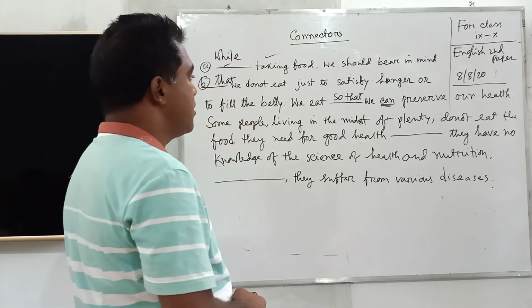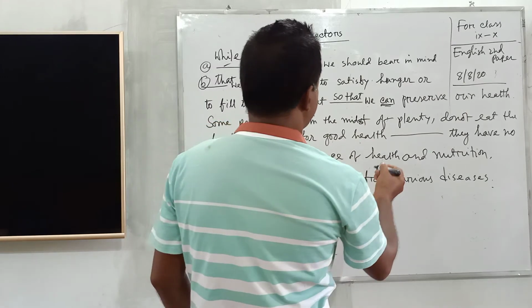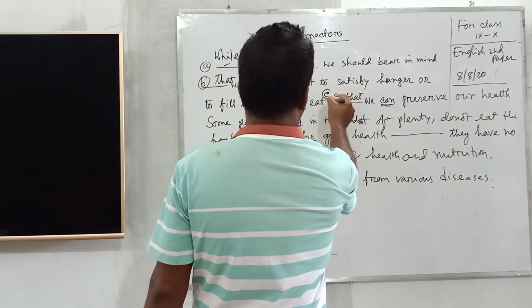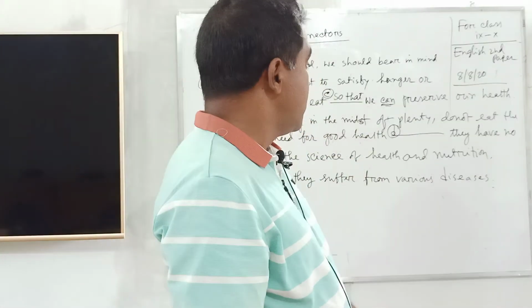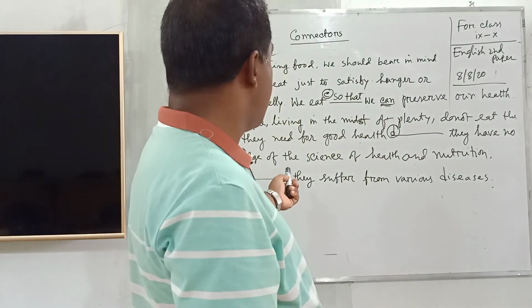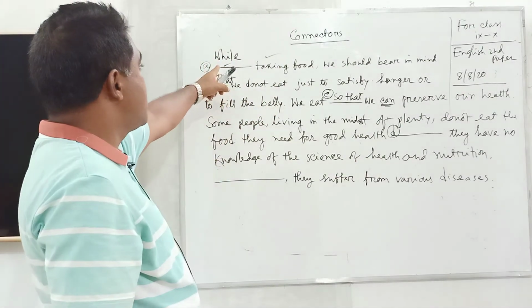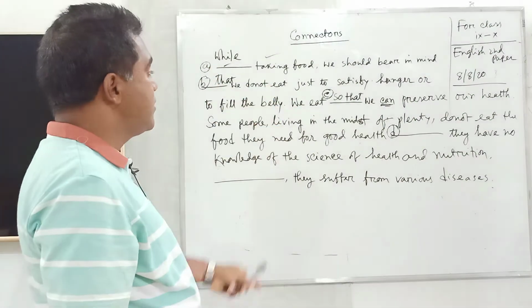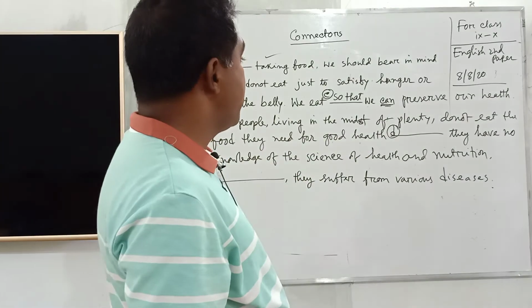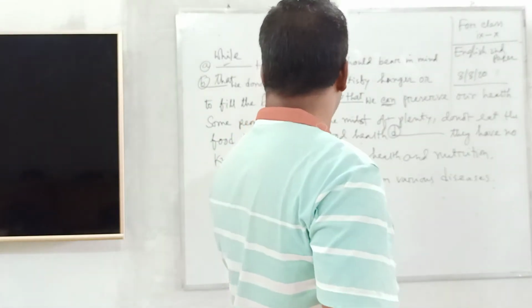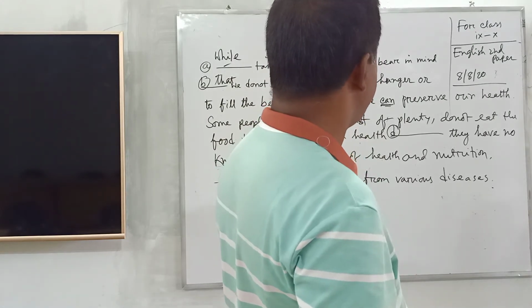Some people living in the midst of plenty don't eat the food they need for good health. Dash, they have no knowledge of the science of health and nutrition. Okay, after completing one, two, three sentences, you can go to the fourth sentence. Some people living in the midst of plenty don't eat the food they need for good health. That's because they have no knowledge of the science of health and nutrition.